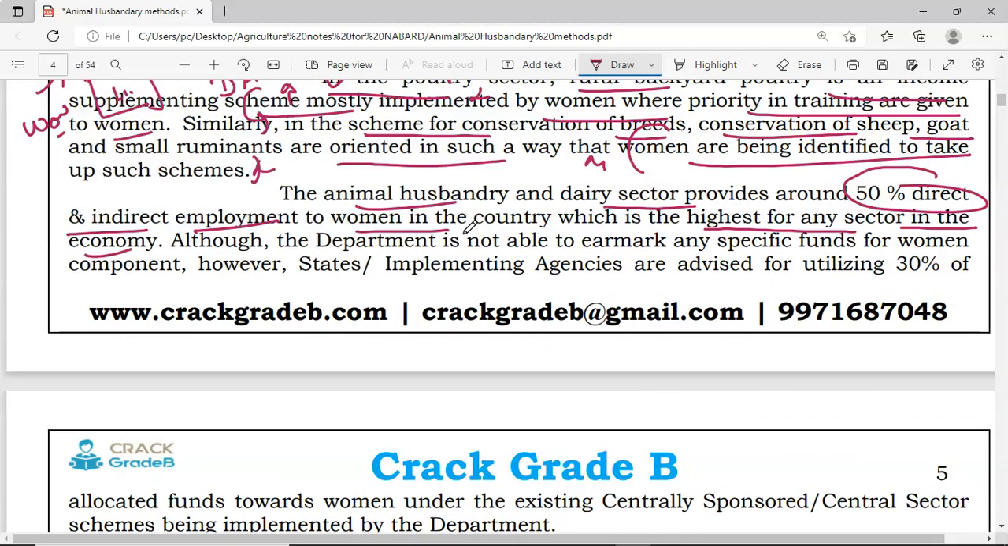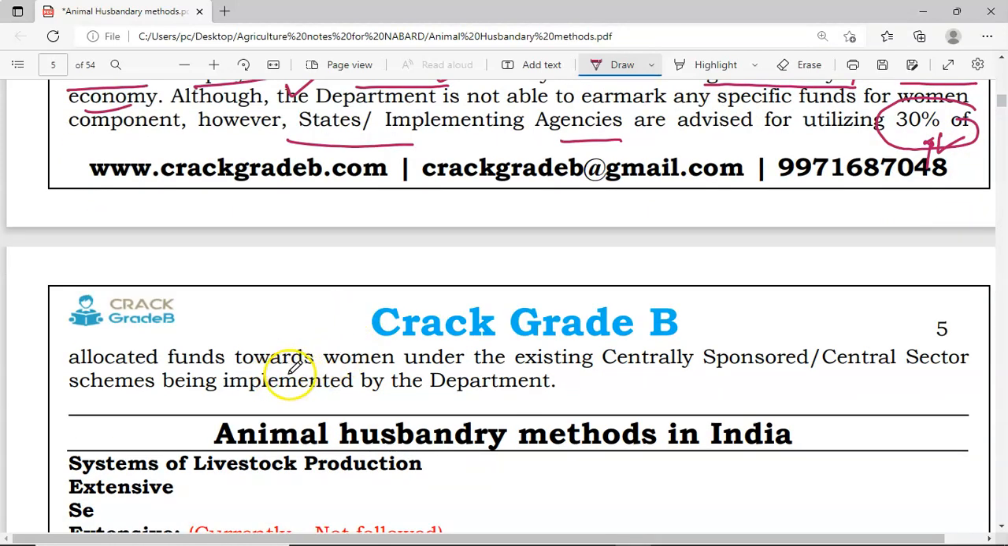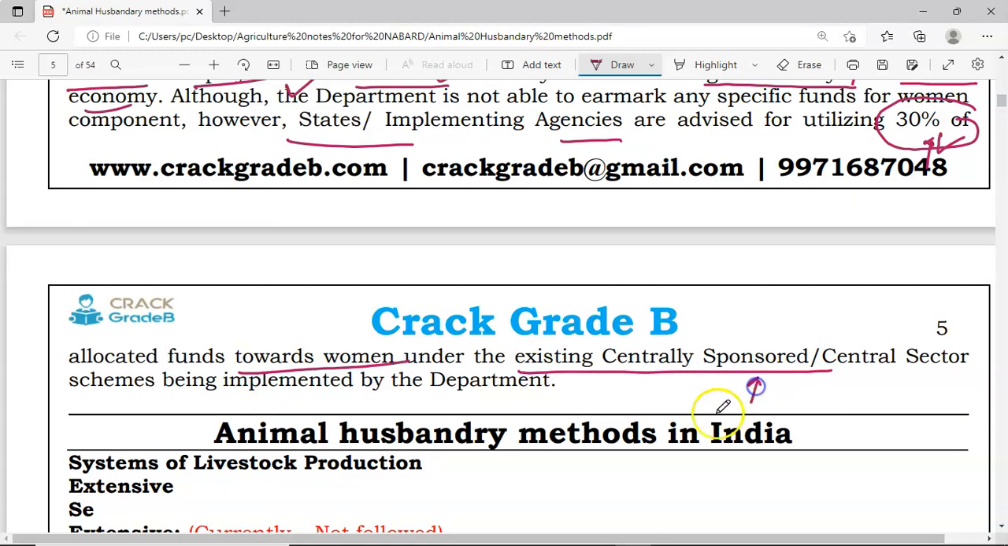So for taking care of this 50% direct or indirect employment of the women, governments are playing a major role, and they are implementing various schemes. They are saying that whatever schemes are given for this livestock sector, 30% of that allocated funds should be towards women under the existing centrally sponsored and central sector schemes.